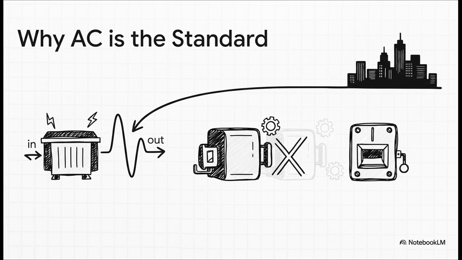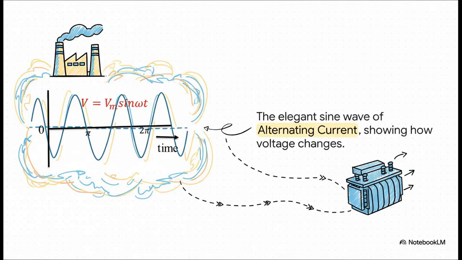In this elegant sine wave, this is what alternating actually looks like. The voltage isn't a flat, constant line. It smoothly rises to a peak, falls back down, reverses direction, hits a peak on the other side, and does this whole dance over and over. This constant change is the secret sauce. It's what allows transformers to work their magic.